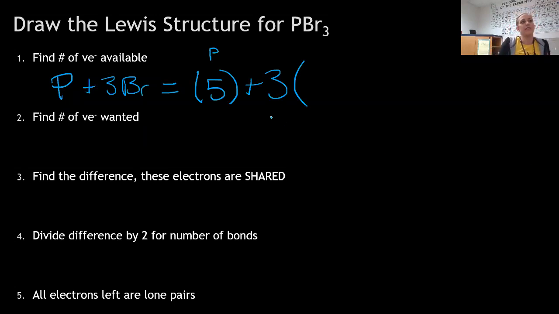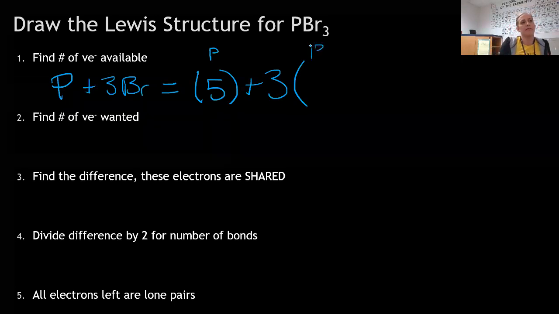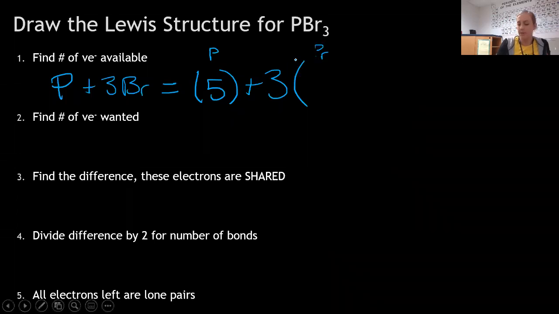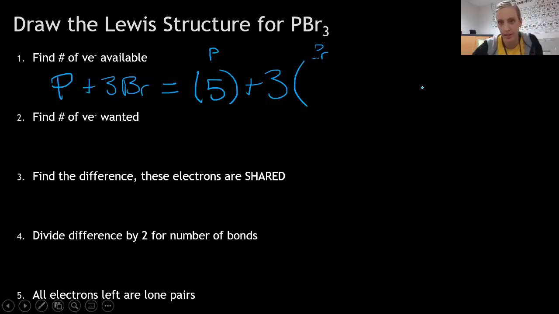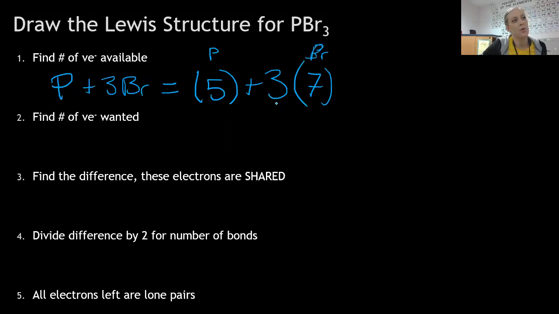Megana, how many do each of those have? Each bromine. 7? Yes, each bromine. Okay, hold on. Me and my pen are going to have a fight. Yes, for bromine, they each have 7. So let me do this. 3 times 7, that's 21, plus 5. That gives me 26 valence electrons to use for my molecule.